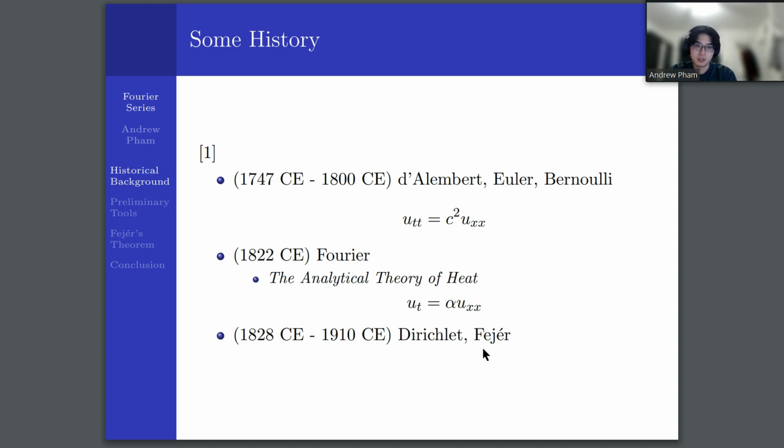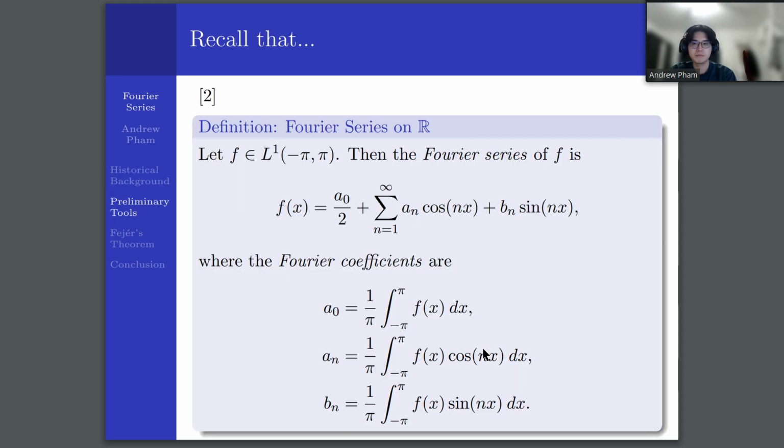With that being said, let's get straight into developing some of the techniques that we're going to be using to support Fejer's ideas. So first, let's recall from our PDE class the Fourier series on R. For any function that is integrable on negative pi to pi, the Fourier series of the function is given by this equation right here, where the Fourier series coefficients are given by a0, an, and bn, which are found by first assuming that each term can be integrated termwise.